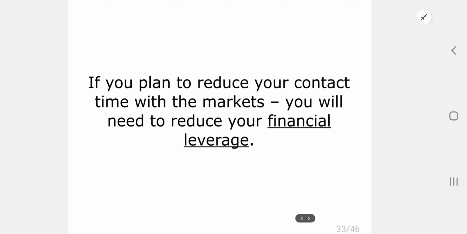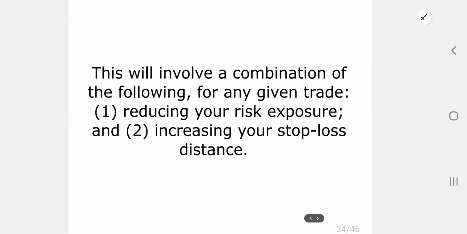If you plan to reduce your contact time with the markets, you will need to reduce your financial leverage. This will involve a combination of the following for any given trade. Number one, reducing your risk exposure. And number two, increasing your stop loss distance.